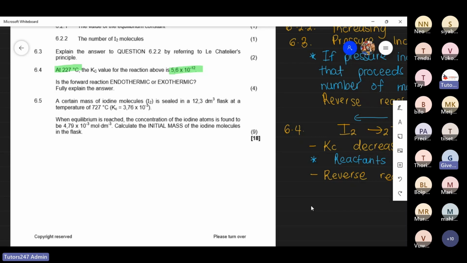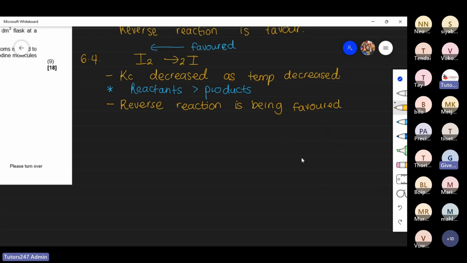The only reason we were able to state that the reverse reaction is exothermic was because of our previous 2 points. We figured out which reaction is being favored. Is it the forward or the reverse? Okay, because it's the reverse reaction that's being favored, we can now state that the reverse reaction is exothermic.